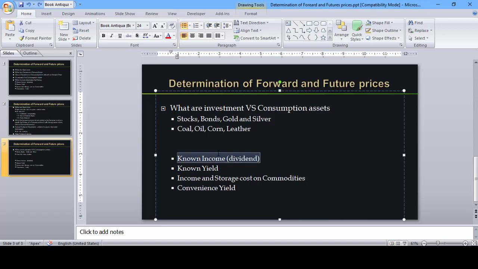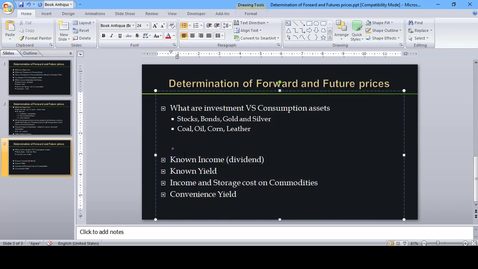So let's look at what is a known income or a dividend income. If there is a known income out of that asset, what tends to happen is, if you were to buy the futures contract, or price the futures contract based upon that asset, you will have to less the value of the dividend or the value of the interest received on that asset, which is again yield, which we'll talk about in some time.